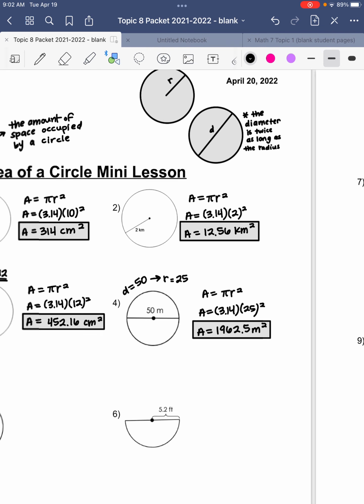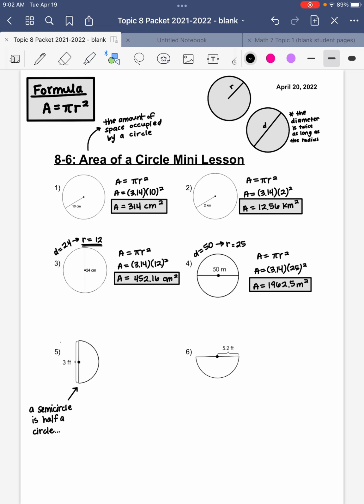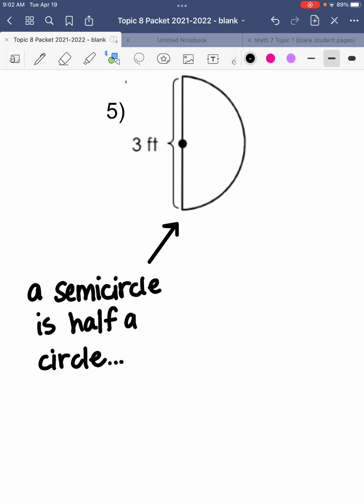Okay, moving on to numbers 5 and 6. So these are different because they're both semicircles. And remember, a semicircle is just half of a circle. So I'm going to use my same formula, but I'm going to multiply it times half or divide it by 2. However you want to see it, it's the same thing.